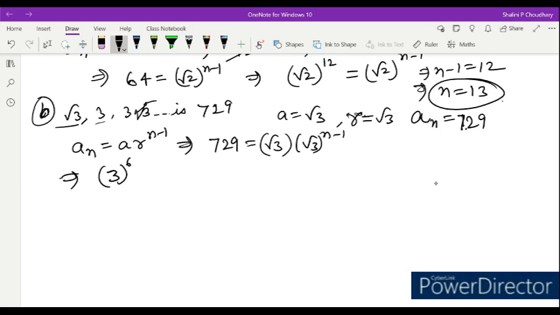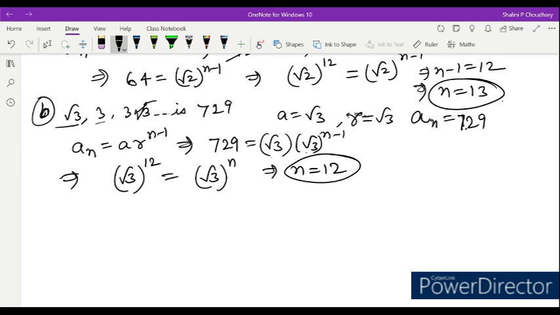So in terms of √3 we have to convert. What we can do, in terms of √3 it will be 12. So that will be equal to square root of 3 into square root of 3 to the power n-1. Total, we can write square root of 3 to the power n. It means n will be equal to 12. Okay, can we write this?